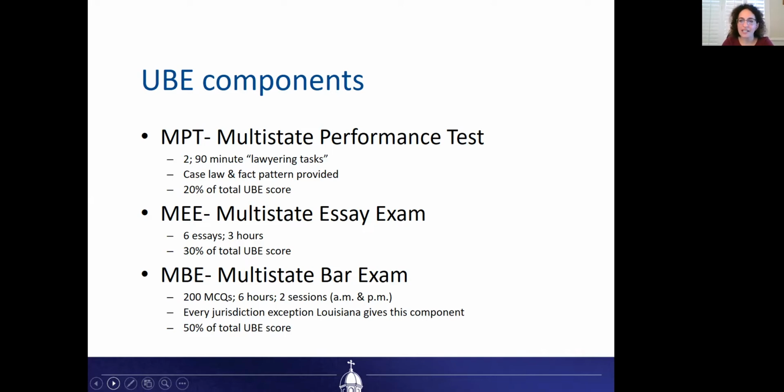So since Washington State and Washington, DC do allow for the UBE, I'll include a little bit of a breakdown here. Again, California has a performance test as well, an essay portion as well, and they do administer the MBE. So from the uniform bar exam perspective, you'll see that half of the total score comes from the multi-state bar exam, which is 200 multiple choice questions in 6 hours. I think it comes out to about 1.8 minutes per question. So timing is really important. You've got to get used to reading through the questions and going through this quickly.